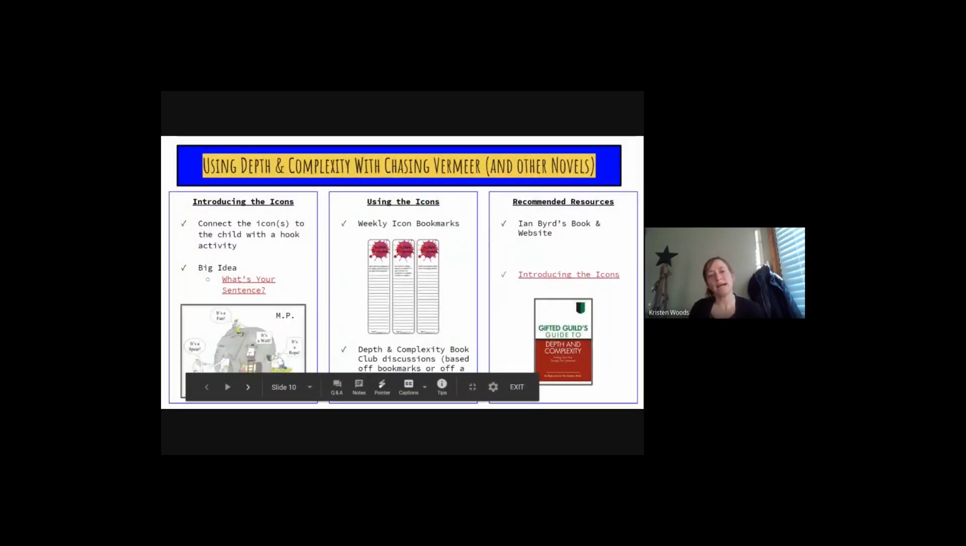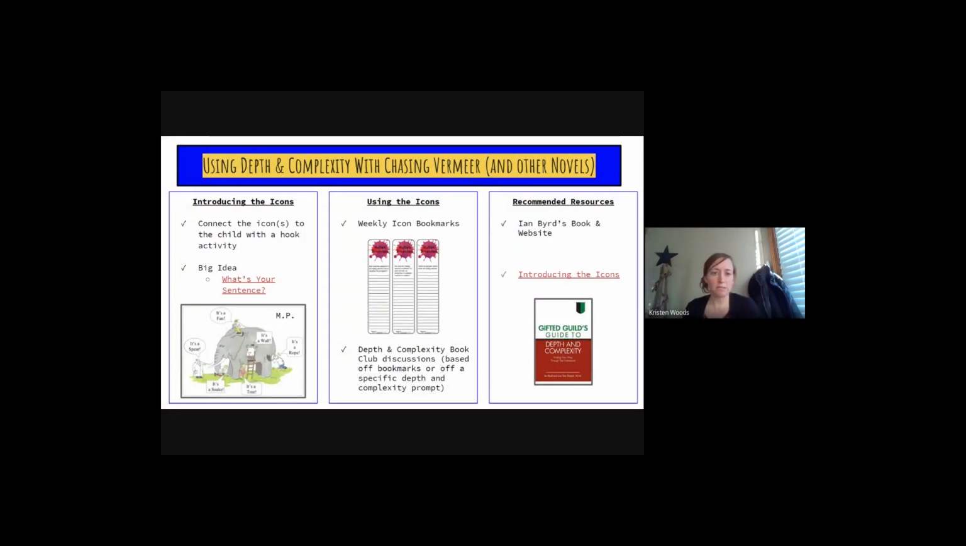Depth and complexity icons require the kids to think at a higher level, in their simplest form. Similar to Depth of Knowledge, similar to the Bloom's taxonomy we're familiar with, but I definitely like the visual icons that come with depth and complexity.